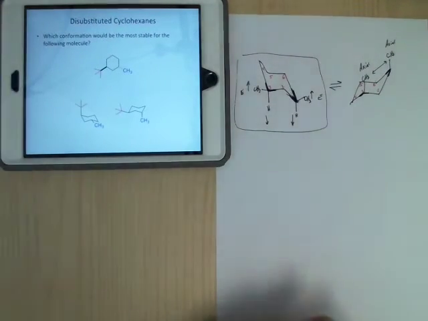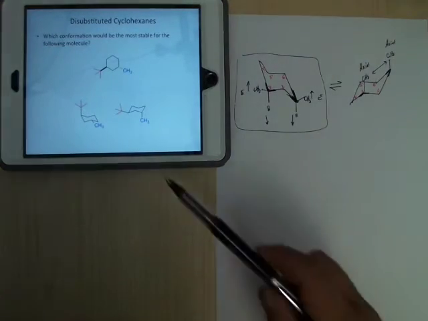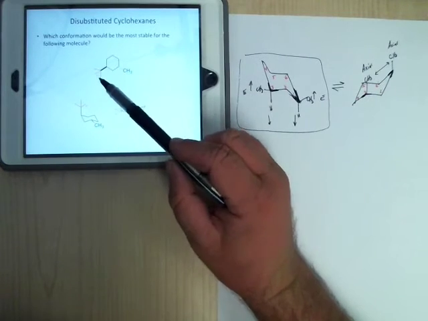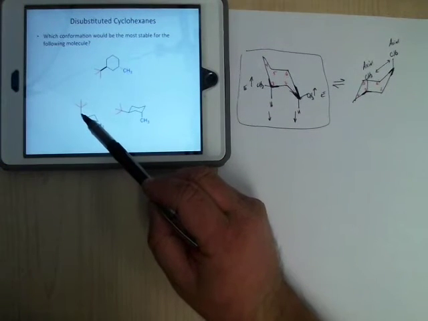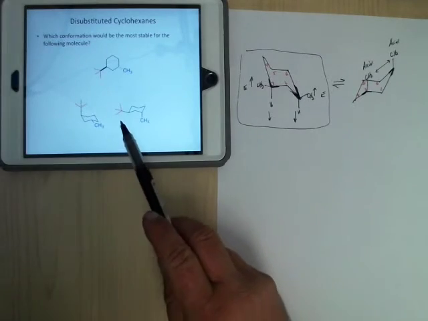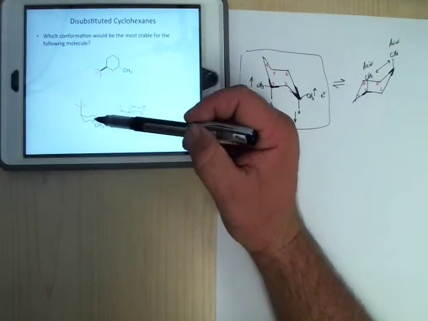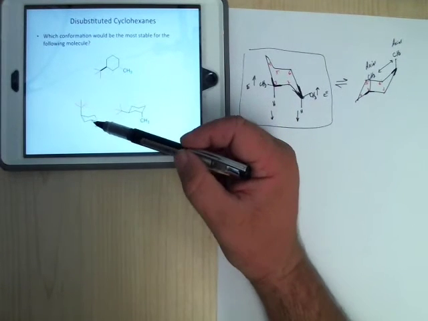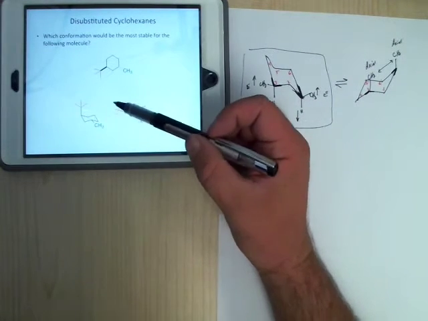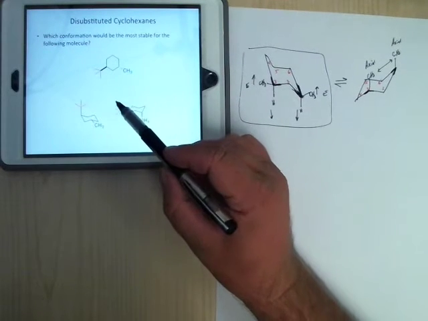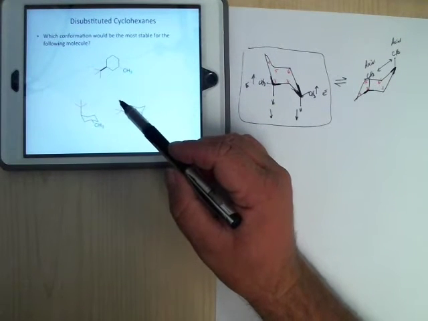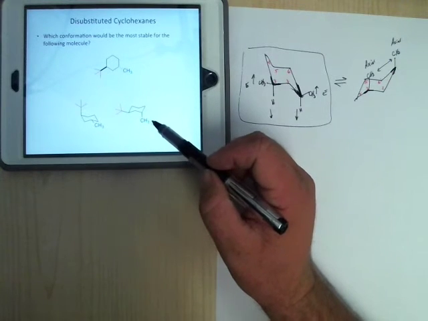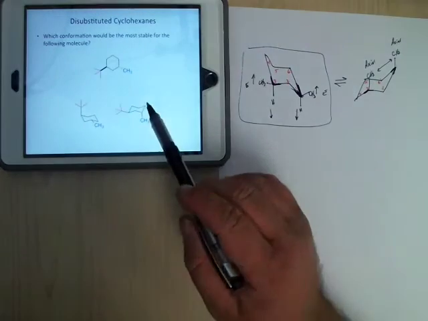If you look at this one here, if you have an up T-butyl group and a down methyl group 1,3, in this configuration, this is up and that's down. You have the T-butyl group in the axial position, the methyl group equatorial. Here if you do the chair flip, now the T-butyl group is equatorial, but you do have to pay the penalty of the methyl group being axial.